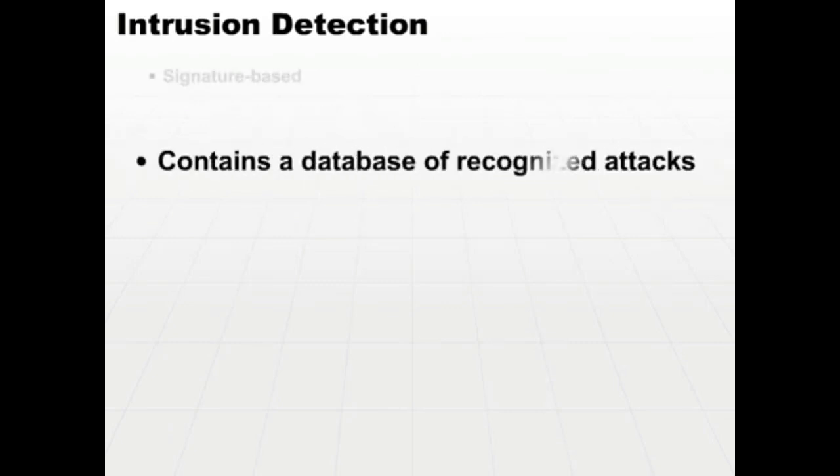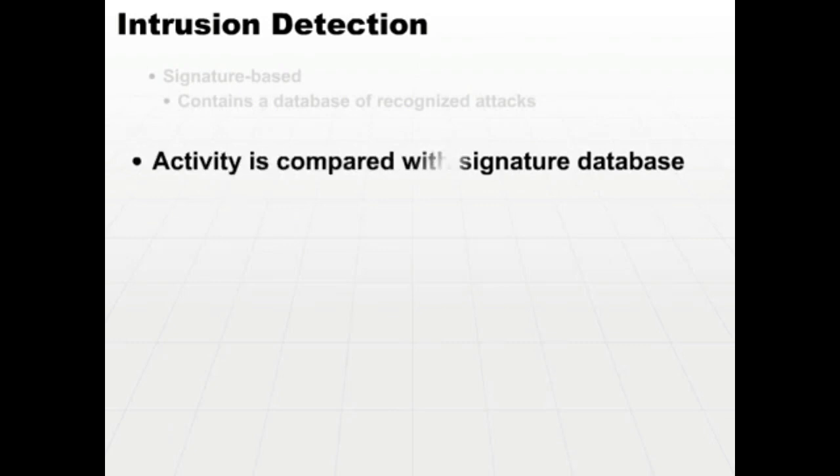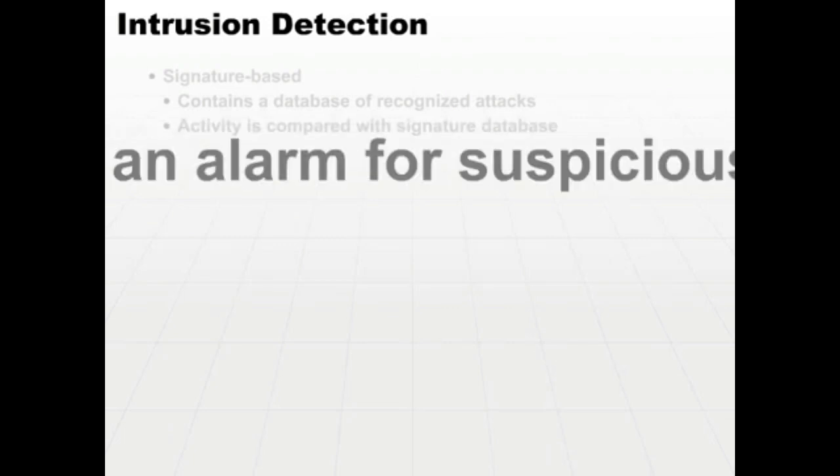Well, a couple different ways to do that. We can look at signature-based activity. A signature-based IDS looks at a database, or contains a database, of recognized attacks. What it'll do is take current activity and compare it with the signatures. So if it sees a high number of packets of a certain type with certain bits set and it matches a signature of a known attack, it will then sound an alarm.